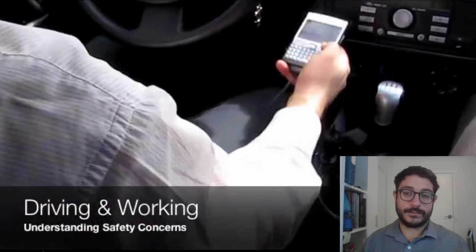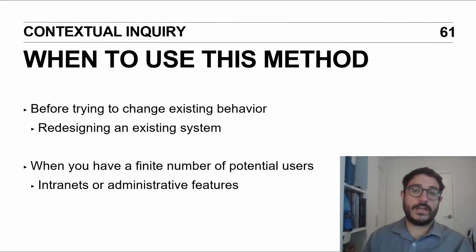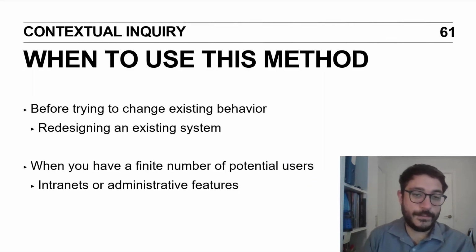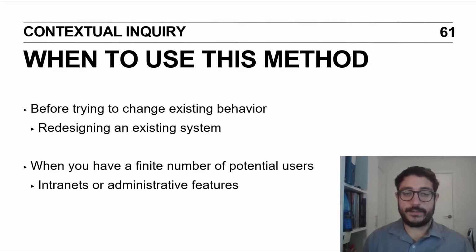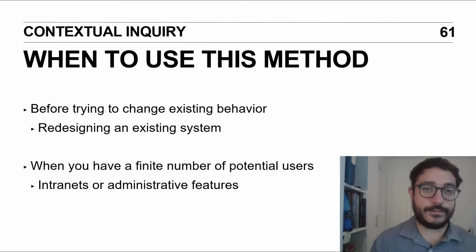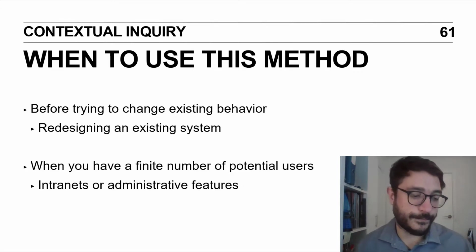So how can you do it? Well, you put a camera inside the car, and this way you can find out. So when do you use this method? Before trying to change existing behavior, redesigning an existing system, when you have a finite number of potential users, intranets or administrative features. I'll give you an example of how you can use this.